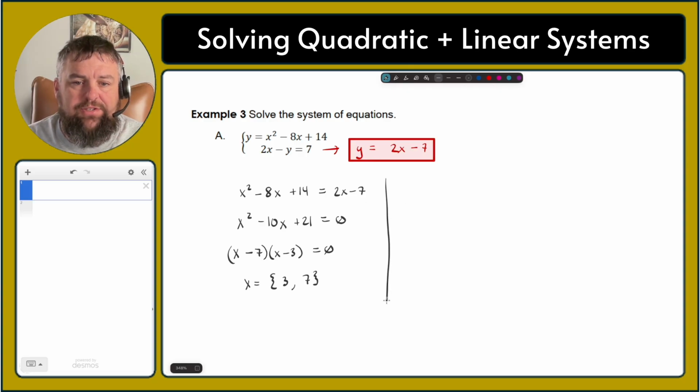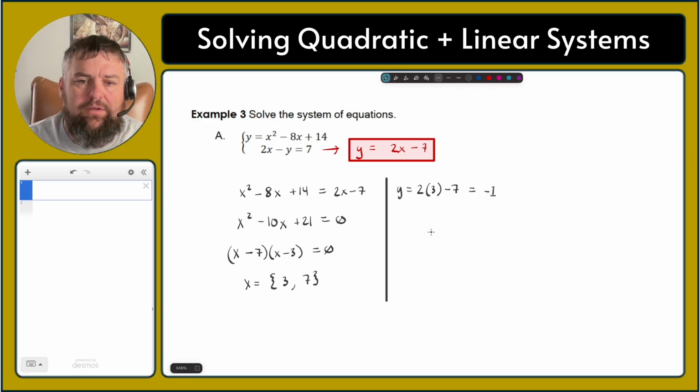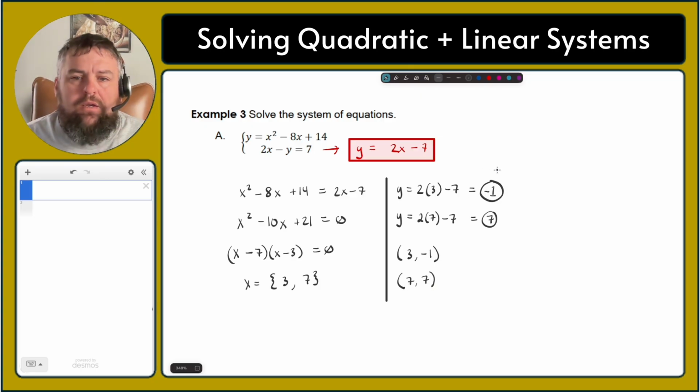So just plugging it into the linear function, we're going to get y is equal to 2 times 3 minus 7. So that means we're going to get 6 minus 7, which is negative 1. Okay, so there's the first y. So there's one of our solutions. It's going to be at 3, negative 1. The second solution is going to come out from multiplying 2 times 7 minus 7, which is 14 minus 7, which is equal to 7. So the second solution is going to be at 7, 7. Okay, so that's using the linear side.